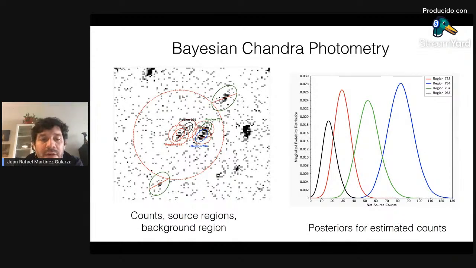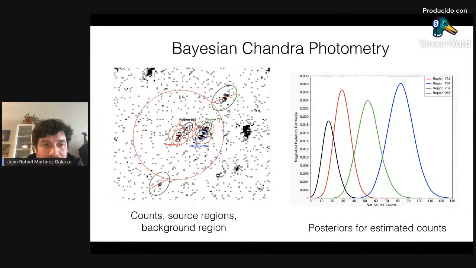What you have here is a Chandra image. This is an event file that has been binned to produce this image. And you see that there's a number of sources. In some cases, those sources tend to overlap with each other. So in this case, you have 1, 2, 3, 4 sources that are clumping together, and you want to determine the flux for each of those sources. What you have here are the 4 distributions corresponding to the fluxes of those sources, in this case the actual number of counts.